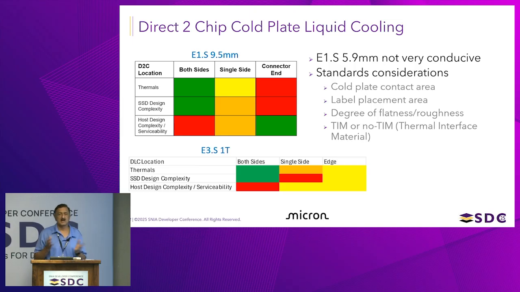This is a place where standards could really play a role because there are some considerations that come in specifically with respect to the cold plate contact area, where the label is placed, and what kind of flatness and roughness you have on the enclosure. Do you have a TIM or not? The thermal interface material. These are all considerations that need to play in, but once we get to that stage, SSDs will be in a much better space to support some of the high requirements that compute clusters and AI pipelines require.